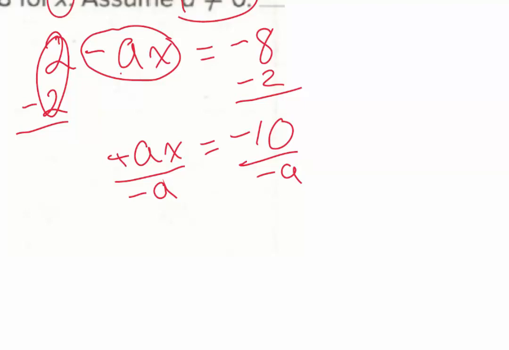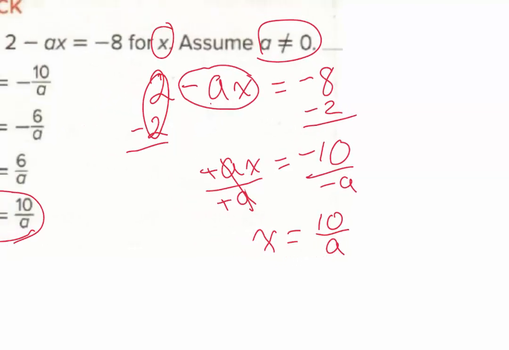and negative over negative is a positive. A over a is 1, and 1 times x is an identity, leaving you with x equal to. Now over here, we're almost done. The only thing we need to change is that negative over negative is a positive, so this should be 10 over a. So x equals 10 over a, which is D.